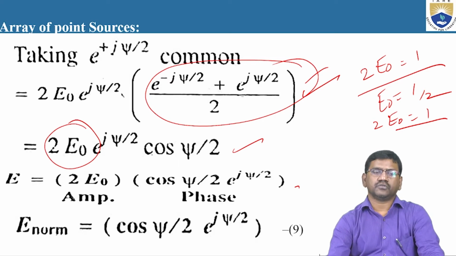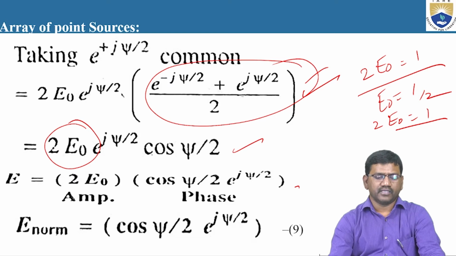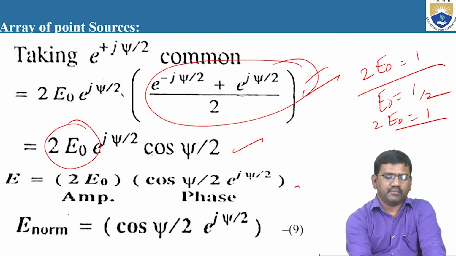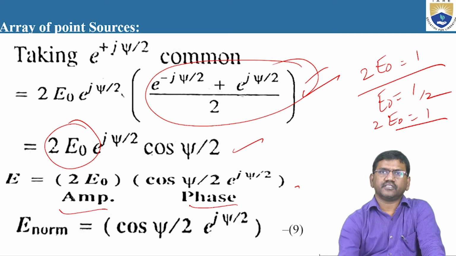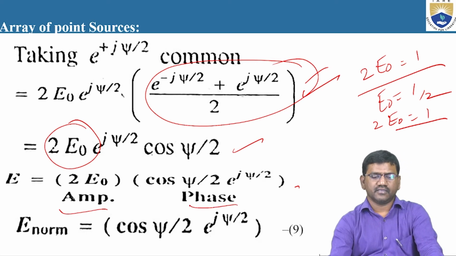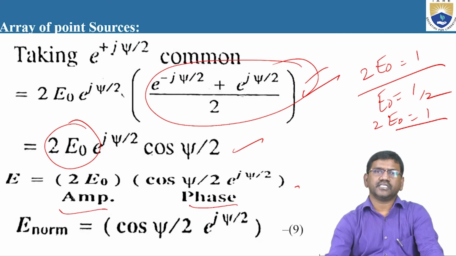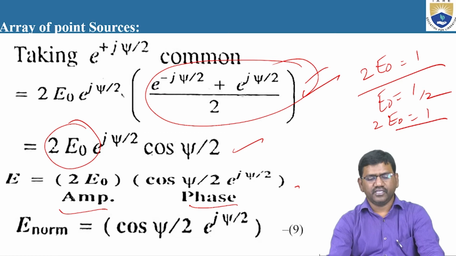So E is equal to 2 E0 into e power j psi by 2 cos psi by 2. Here the first term represents the amplitude and the second term represents the phase function. That means cos psi by 2 e power j psi by 2 represents the phase and 2 E0 represents the amplitude.